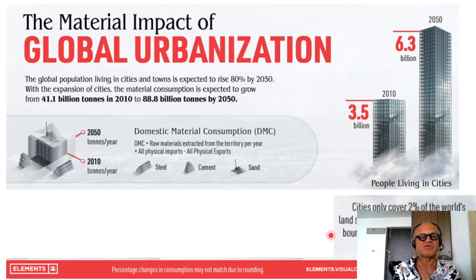So start with the domestic material consumption, which is basically all physical imports minus all physical exports. Here, starting with steel, cement and sand, for example, 2010 baseline here, and it's going to grow considerably by 2050 in tons per year, like the numbers we are looking at here. People living in cities is projected to go from 3.5 billion in 2010 to 6.3 billion in 2050.